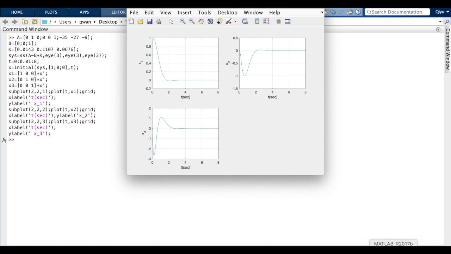Here are the behavior of the states of the system.